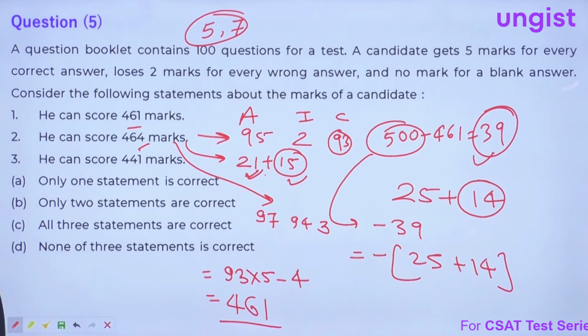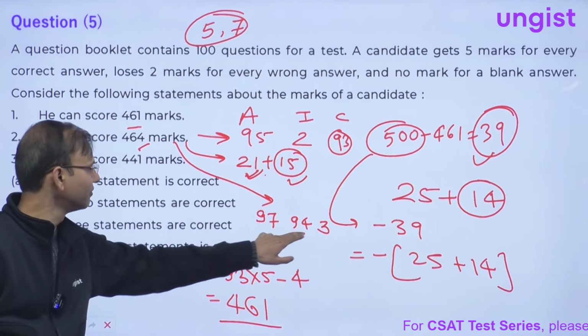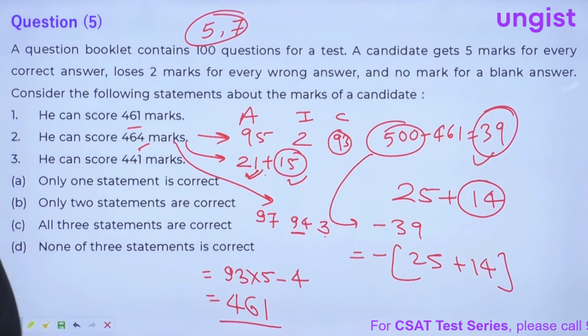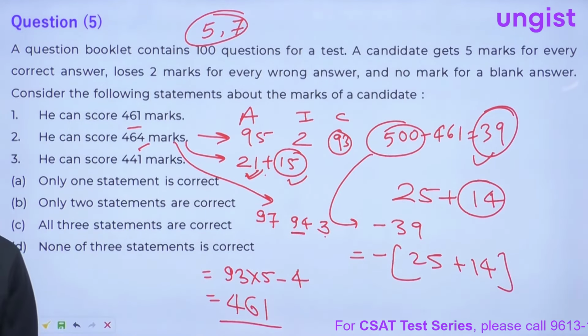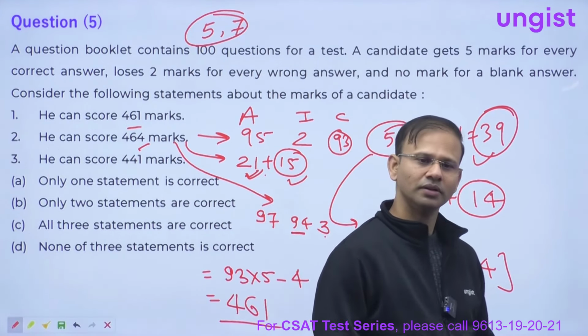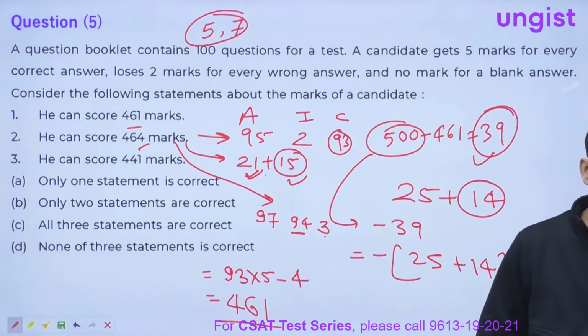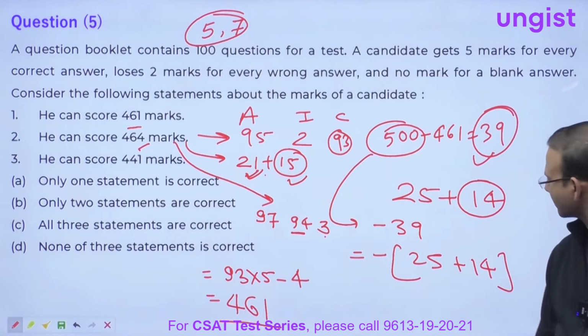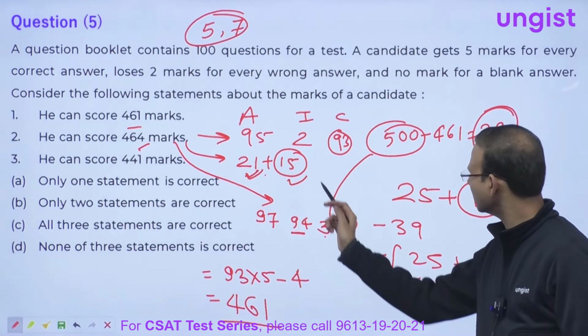97 into 5 minus 21. Sorry, 94 into 5, 94 into 5 minus 21. Everybody, yes or no? Clear?